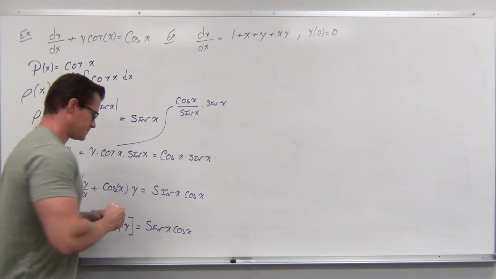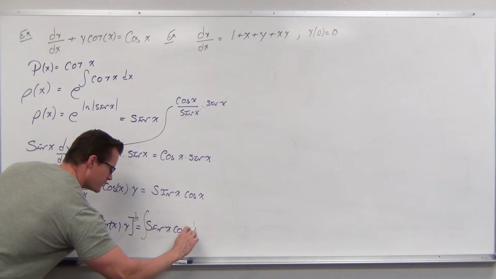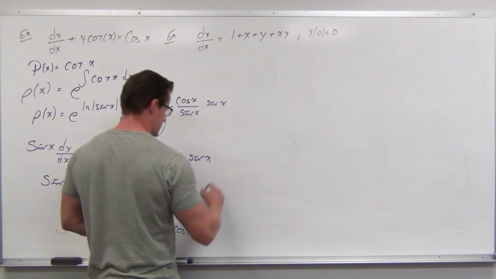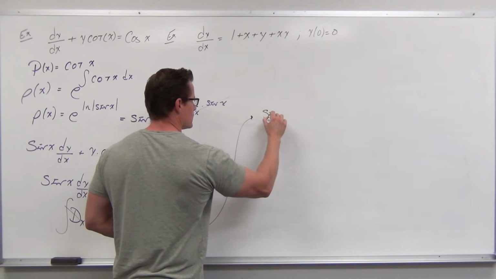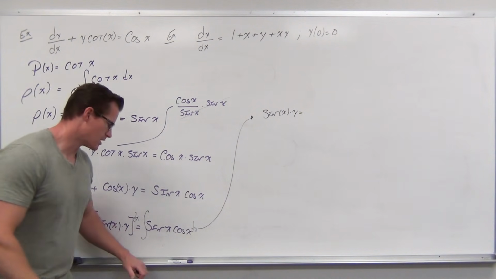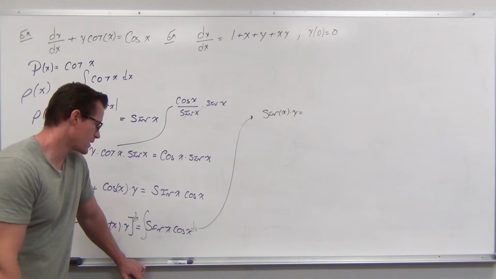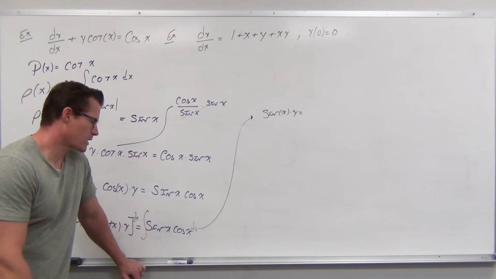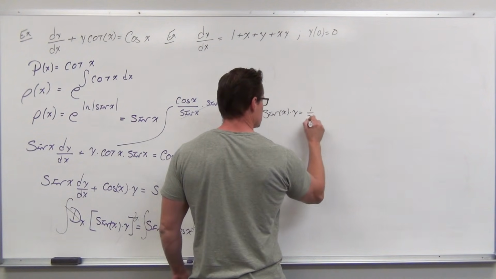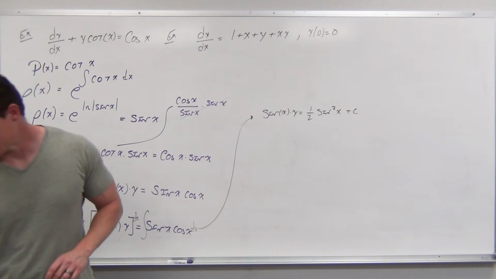Now when we integrate with respect to x, because that's what we took a derivative with, these are gone. We get sine x times y. On the right-hand side, yeah, you're probably going to have to use a u sub. I would pick u equals sine x. That way the derivative of sine x is cosine x. So we would just get u squared over 2, or 1/2 u squared. So that would be 1/2 sine squared x plus c.